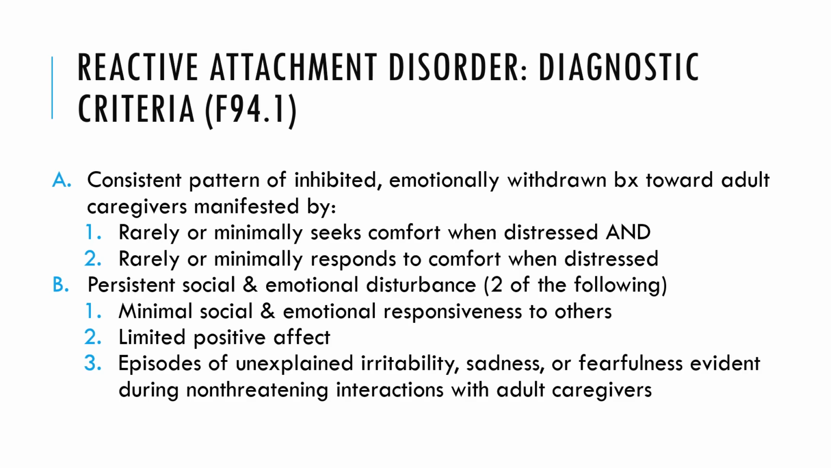B. Persistent social and emotional disturbance. 2 of the following must be present: 1. Minimal social and emotional responsiveness to others. 2. Limited positive affect. 3. Episodes of unexplained irritability, sadness, or fearfulness evident during non-threatening interactions with adult caregivers.